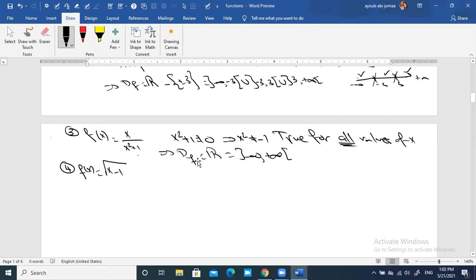You mean x minus 1 cannot be negative. So the condition is that x minus 1 should be greater than or equal to 0. It means that x should be greater than or equal to 1. As I told you, it is not guessing. What is inside the radical should be greater than or equal to 0. So x minus 1 is greater than or equal to 0, then you solve it. So the domain will be from 1 to positive infinity.